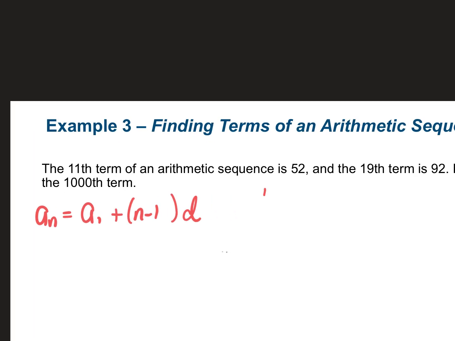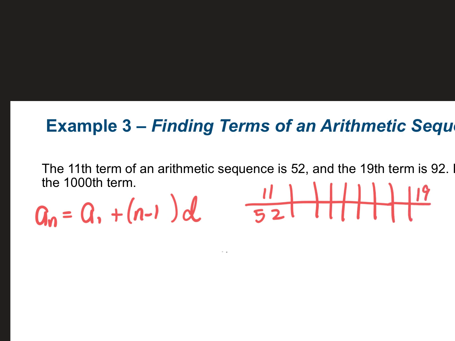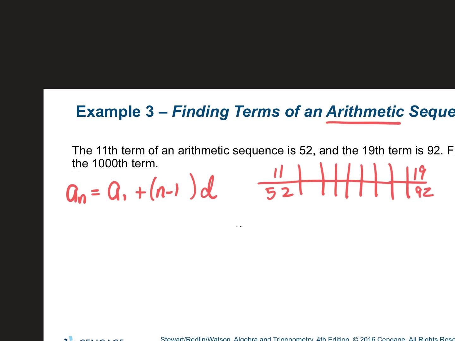We have that the 11th term is 52. And we have that the 19th term, so 11, 12, 13, 14, 15, 16, 17, 18, 19th term is 92. Now there's a variety of ways you could do this. You could count, you could try and figure it out, but since we know that an arithmetic sequence is also a linear function, when you're finding the common difference, you're really finding the slope. So if this is my x value and this is my y value, I could write this as an ordered pair. I could say 11, 52, and then 19, 92.